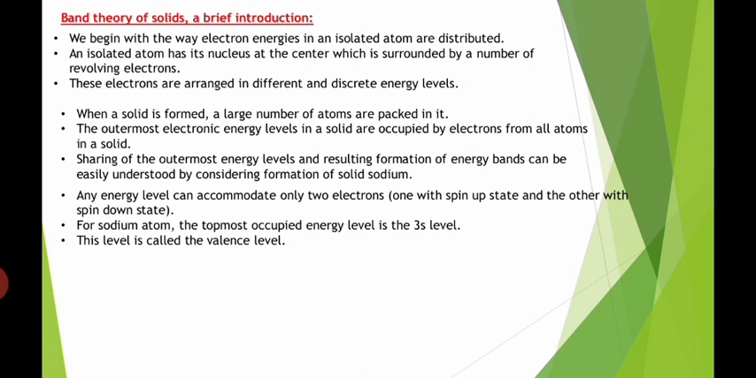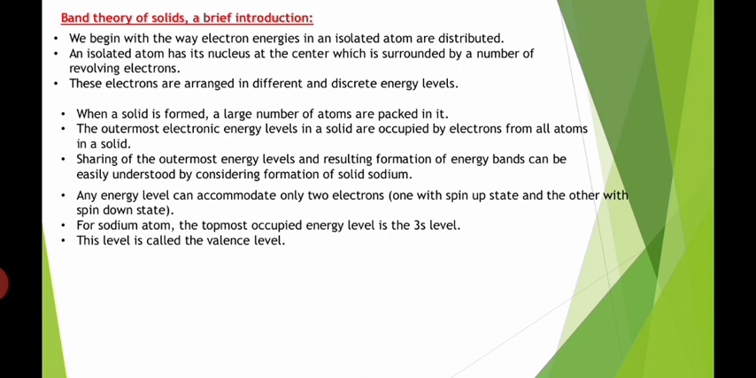When a solid is formed, a large number of atoms are packed in it. The outermost electron energy levels in a solid are occupied by electrons from all atoms in the solid. Sharing of the outermost energy level and the resulting formation of energy bands can be easily understood by considering the formation of solid sodium. Any energy level can accommodate only two electrons, one with spin up state and the other with spin down state.